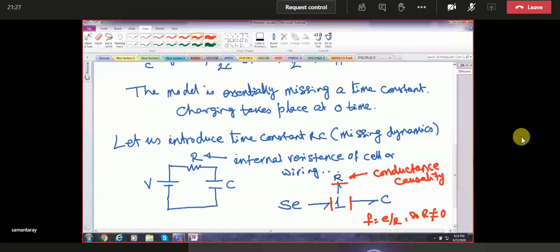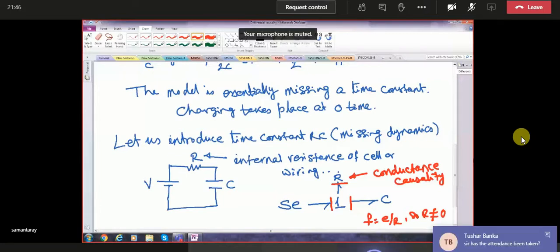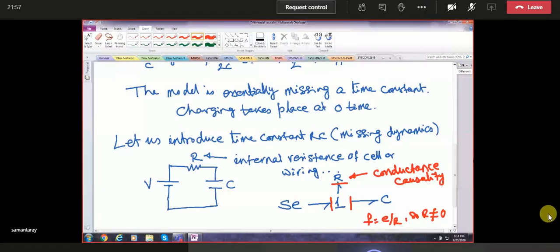Whatever the value of R, as long as it is not greater than 0, it dissipates half Q square by C. It doesn't matter what the value is. Basically, this will change the time constant of the system.